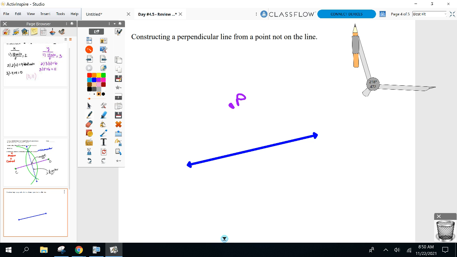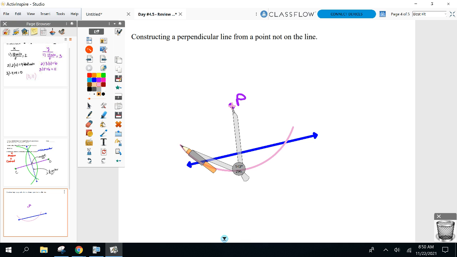All right, how do I draw a perpendicular line going through P now? Grab your compass, put it on point P, and make an arc that does what? Intersects the line in two spots. Correct. Open up your compass such that it intersects your line in two spots. Some of you, I don't know if you need to extend your line, please do so. So 1, 2, intersect in two spots.